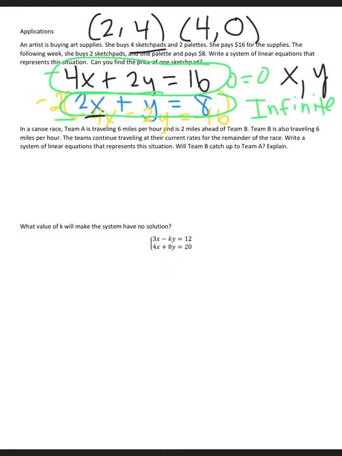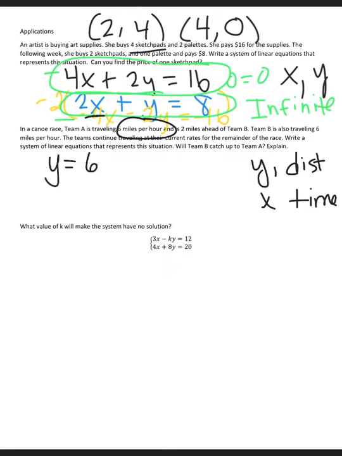So I'm going to let y be the number of miles that they traveled, and then x be the time, because we have distance and time. I know this because we're talking about miles per hour, which is a rate. So y, Team A is traveling 6 miles an hour, but they're 2 miles ahead. And the second one is just traveling 6 miles an hour.